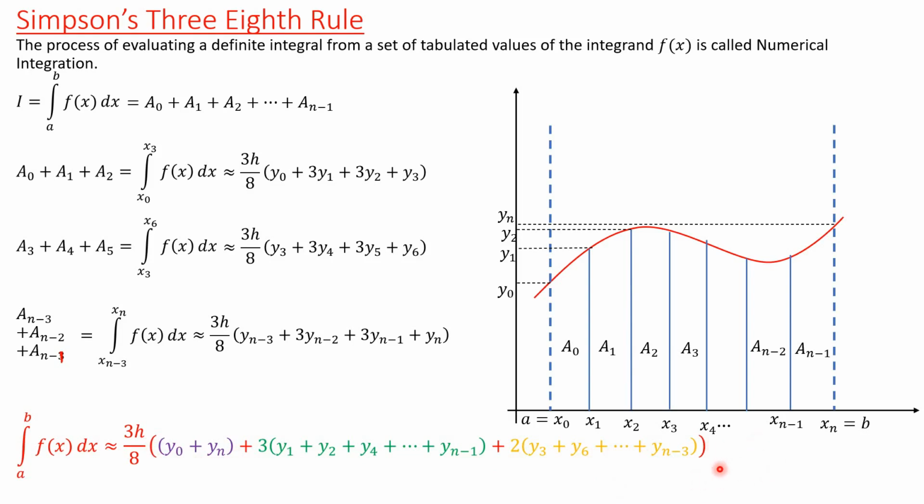Okay, so this is how, by using an approximating polynomial which passes through 4 points, we can find this integral, and this is Simpson's 3/8 rule.